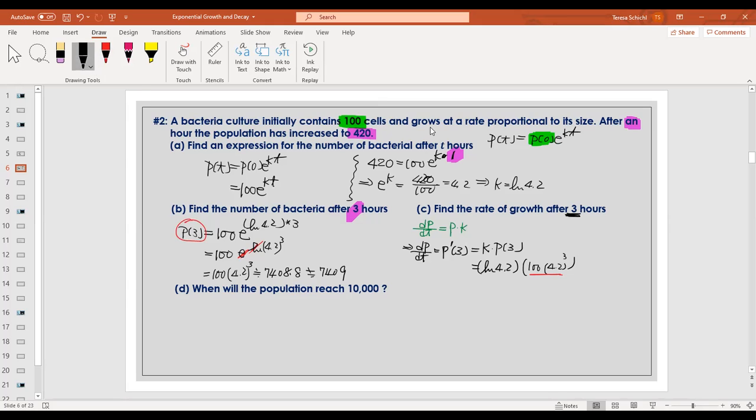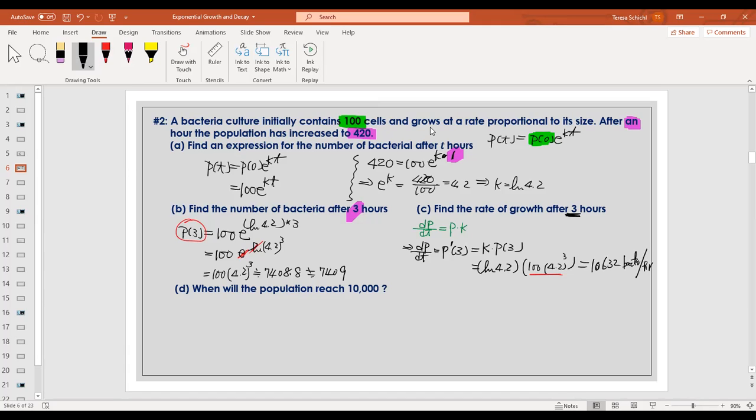All right, and now you put this into the calculator and you will get about 10632 bacteria per hour. That is how fast the bacteria grow after 3 hours.